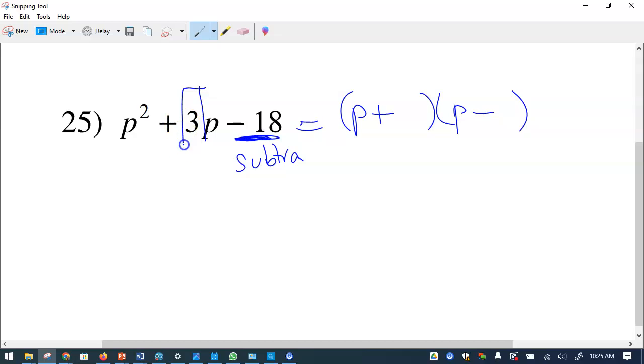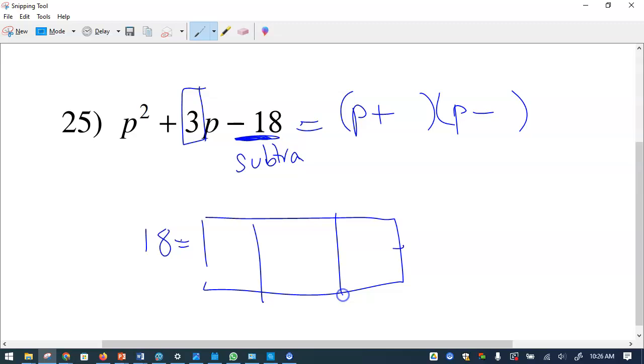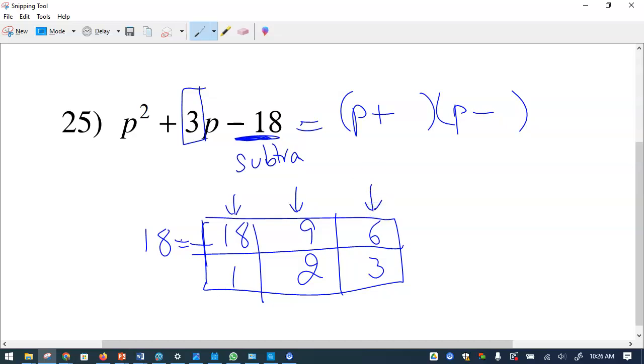So look out for the numbers that subtract to get 3. So if it is 18, how do I split this 18? The options for 18 are 1 times 18 is 18, 2 times 9 is 18, and 3 times 6 is 18. So these are the pairs. This is the first pair, this is the second pair, and this is the third pair. And you can see which among these, when you subtract, gives 3. If you subtract 1 from 18, it is 17. If you subtract 2 from 9, it is 7. If you subtract 3 from 6, it is 3.